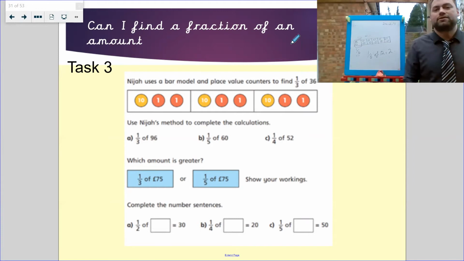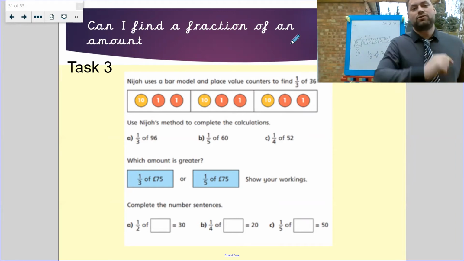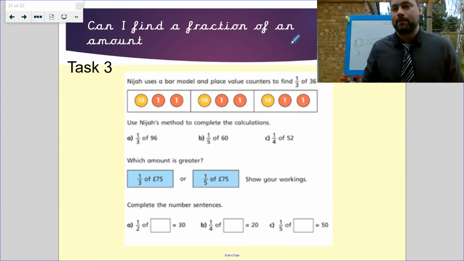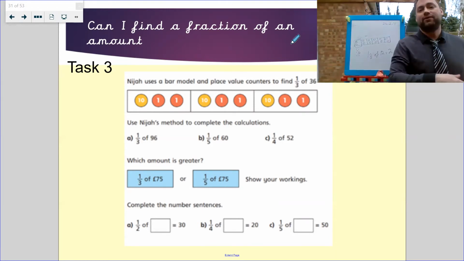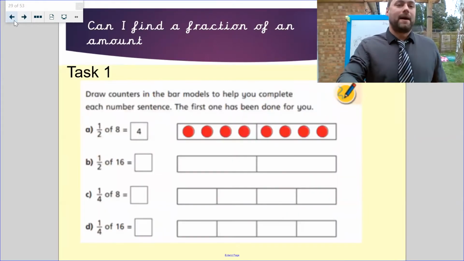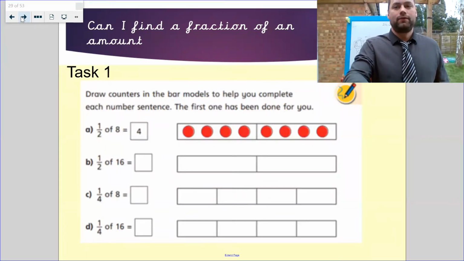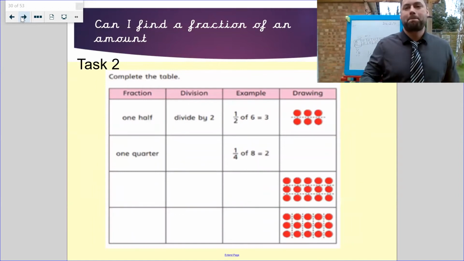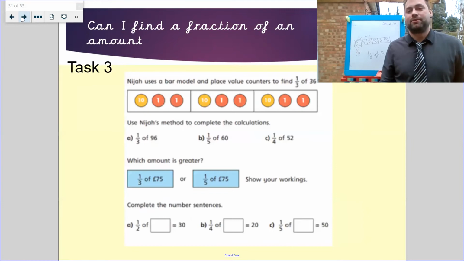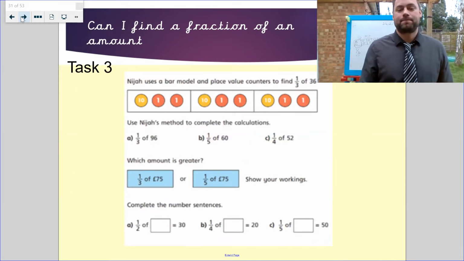So Nijar uses a bar model and place value counters to find 1/3 of 36. Use his method to complete the following calculations as well, and then answer the rest of the questions. You can pause the video at either one of these tasks. So let's go back. This is task number 1. If you want to do task number 2, complete this. And if you want to do task number 3, pause it here.